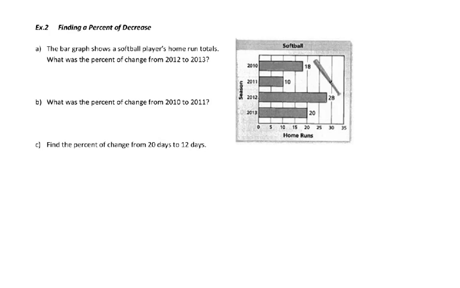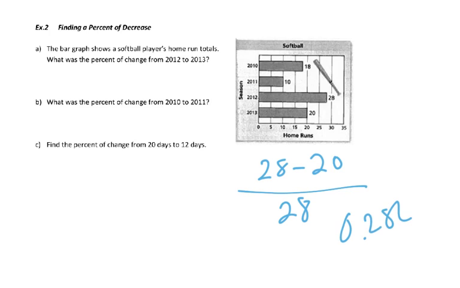This is in your formative today. So there's a bar graph that shows softball players' home run totals. What is the percent change from 2012 to 2013? Well, if you look at 2012, they have 28. 2013, there are 20. And then we're going to divide that all by 28. So 28 minus 20 is 8 divided by 28 equals 0.286. And remember, percents are out of 100, so I'm going to go 1, 2. So it's actually a 28.6% change. Okay?